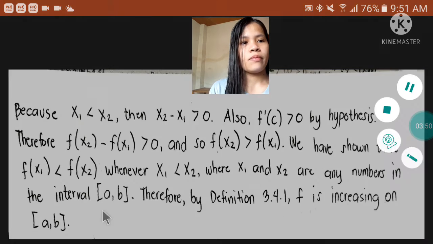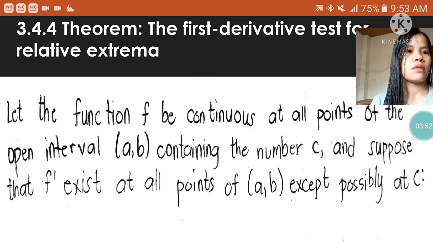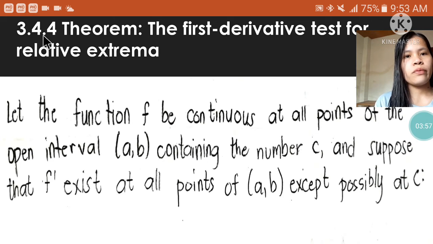Okay, let's continue. In theorem 3.4.4, the first derivative test for relative extrema. Let the function f be continuous at all points of the open interval a and b containing number c, and suppose that f prime exists at all points of a and b except possibly at c.